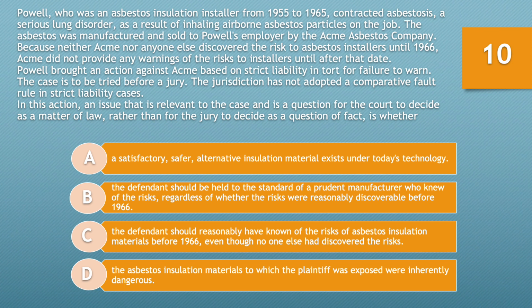In this action, an issue that is relevant to the case and is a question for the court to decide as a matter of law rather than for the jury to decide as a question of fact is: A, whether a satisfactory, safer alternative insulation material exists under today's technology; B, the defendant should be held to the standard of a prudent manufacturer who knew of the risks, regardless of whether the risks were reasonably discoverable before 1966; C, the defendant should reasonably have known of the risk of asbestos insulation materials before 1966, even though no one else had discovered the risks; or D, the asbestos insulation materials to which the plaintiff was exposed were inherently dangerous.